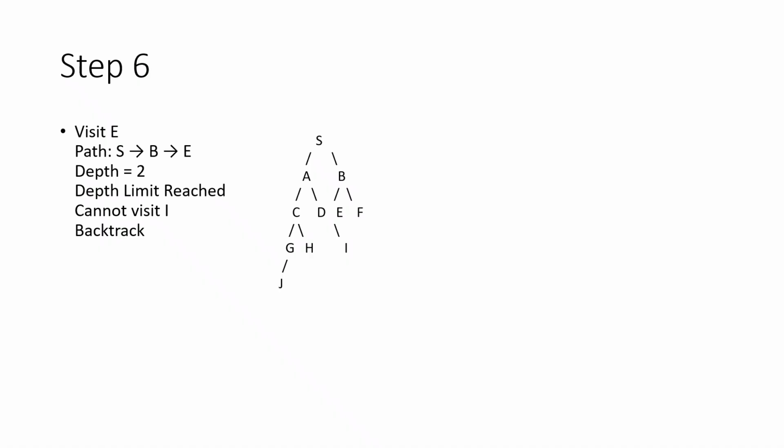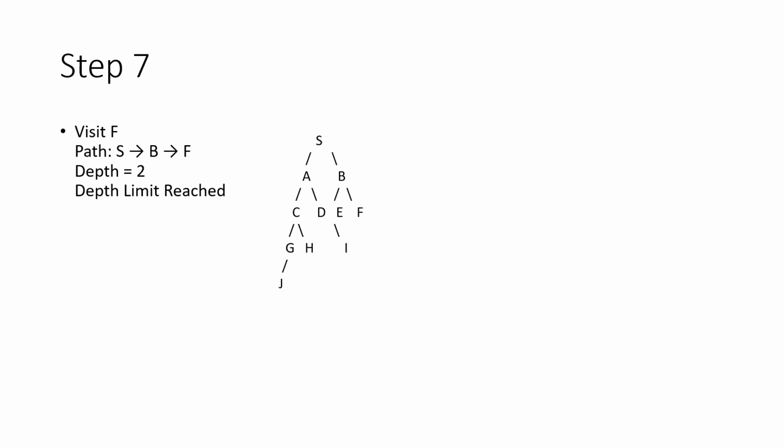We cannot visit I, because I's connection is D only, and we cannot do backtracking to it. We can use backtracking, but we cannot visit the next level. That is important. Now we use the backtracking process with the help of the DFS method, go back to the B position, and then move on to the F position.